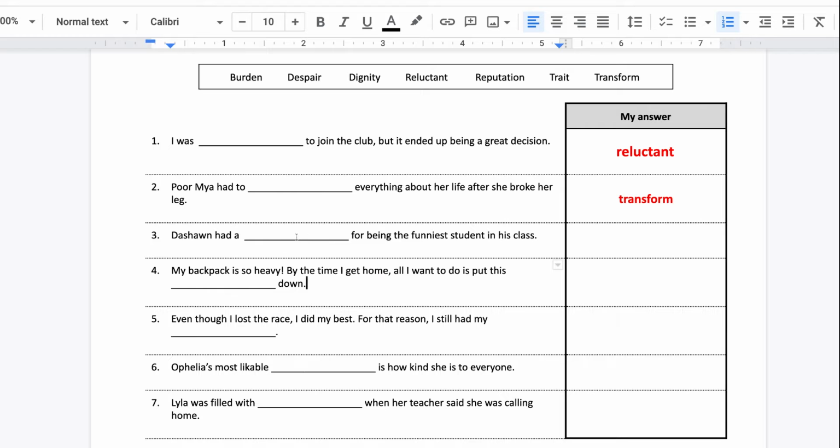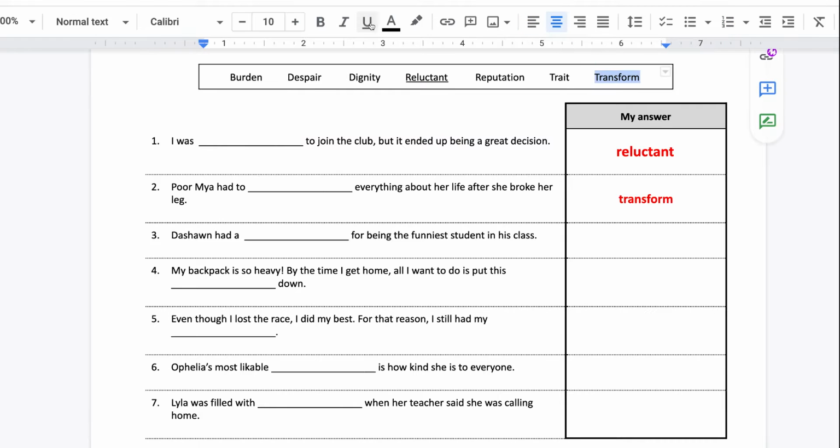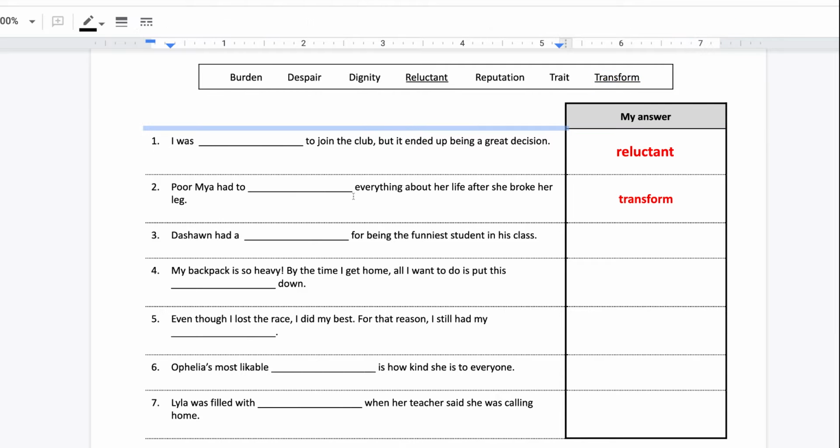Deshaun had a blank for being the funniest student in class. So we've already used reluctant. We've already used transform. So I'm going to use the process of elimination here. He had a burden. That's usually something difficult to carry. Despair means no hope. Dignity means honor and worthy of respect.